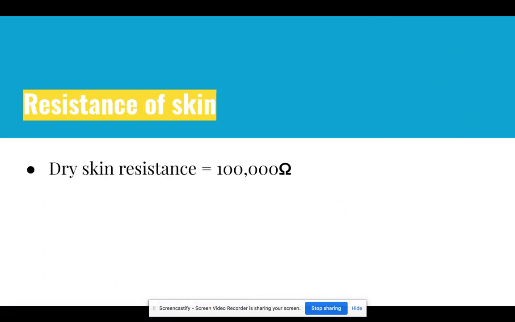Resistance on skin. On dry skin, it is 100,000 ohms of resistance, so we have a lot of resistance on our dry skin. But wet skin, it drops down substantially, from 100,000 to only 1,000 ohms of resistance. So your resistance gets less when your skin is wet. That means electricity goes from not flowing through very easily, tons of friction, lots of resistance, to not much resistance at all.